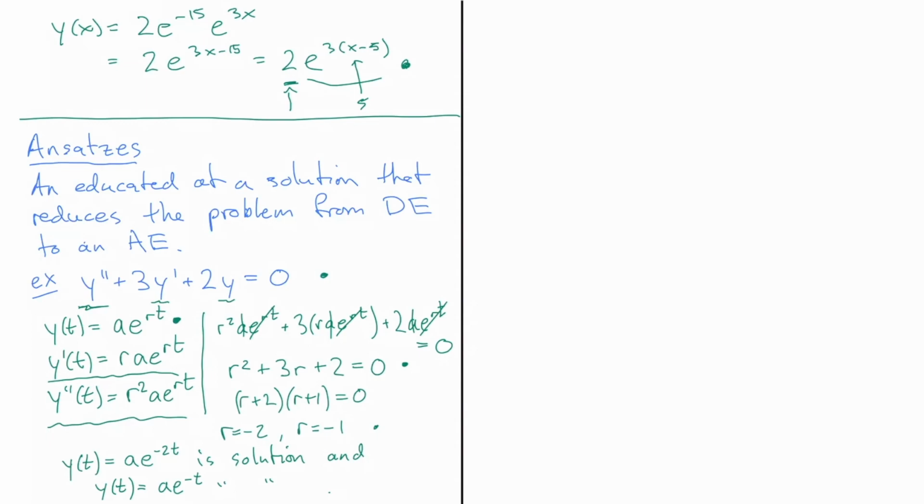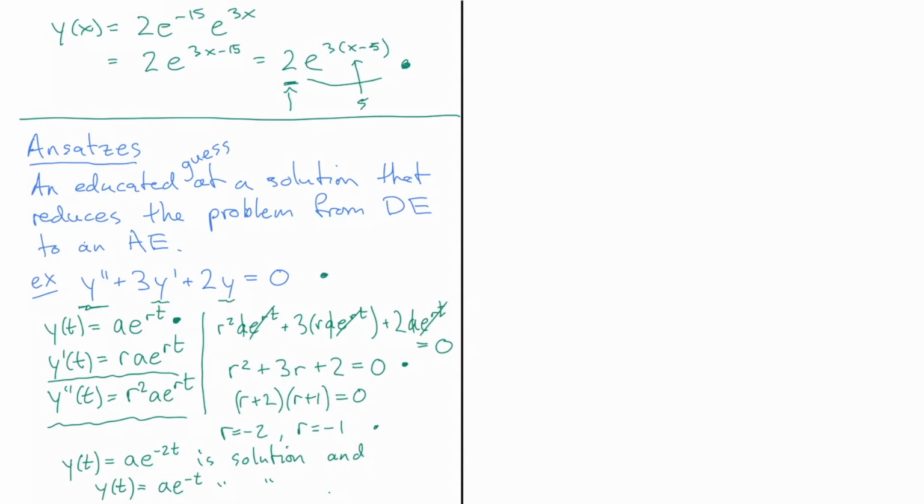So this is what I meant by taking an educated guess. Why should we assume that the solution has the form of an exponential? Just because we have this intuition that when we take derivatives, the form of the function doesn't change. All three forms will be the same, so the function part is going to drop out, and we're just left with an algebraic equation. So that's how we make an educated guess at a solution. The educated guess reduces the problem to an algebraic equation.